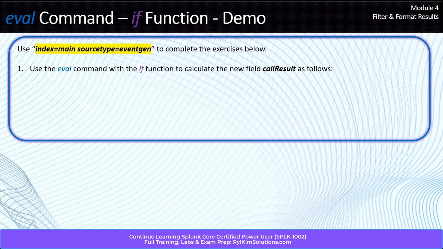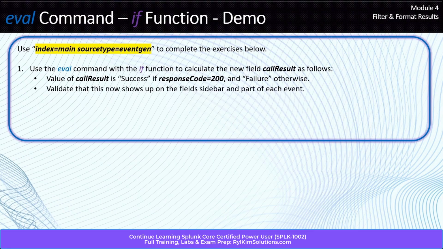Use the eval command with the if function to calculate a new field called call_result as follows. The value of call_result is success if response code is 200, and failure otherwise. And then we're going to validate that this now shows up on the field sidebar and as part of each event as well.